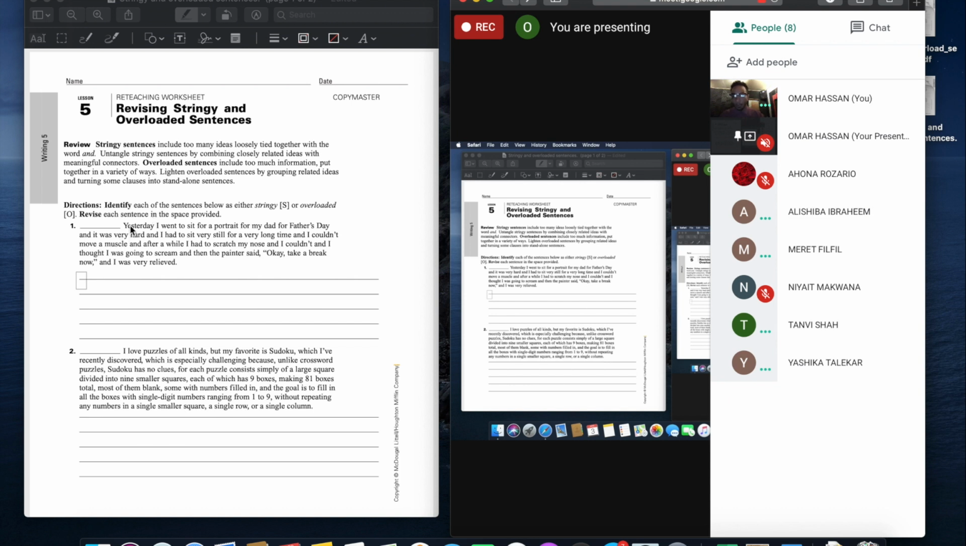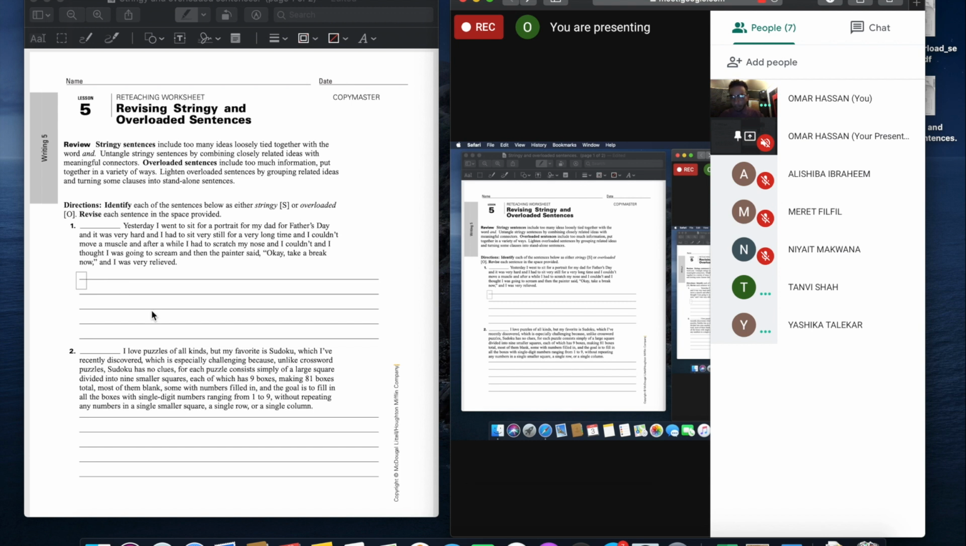I'm going to read this, and you guys tell me where you think I should stop. First, let's read the whole thing, and I want someone to tell me whether it's overloaded or stringy. Number one says, yesterday I went to sit for a portrait for my dad for Father's Day, and it was very hard, and I had to sit very still for a very long time, and I couldn't move a muscle, and after a while I had to scratch my nose, and I couldn't, and I thought I was going to scream, and then the painter said, okay, take a break now, and I was very relieved.